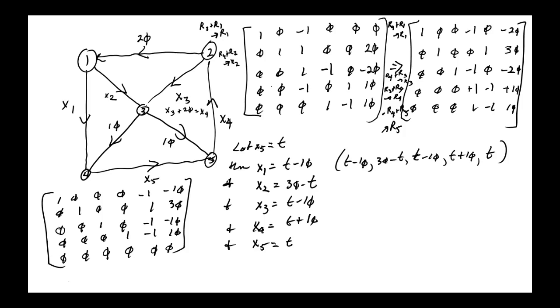I think I would like t to be 20. I chose it out of the wild sky. So if t is equal to 20, this would be 10, 10, 10, 30, and 20. That would work.